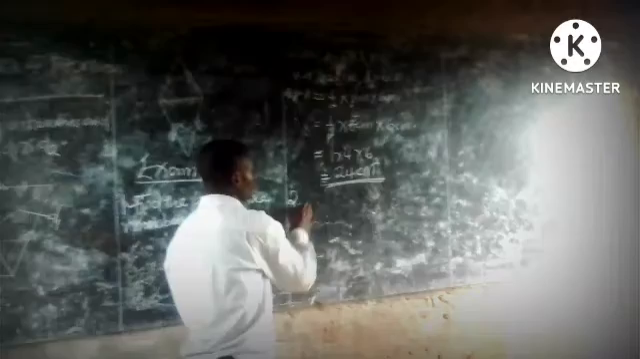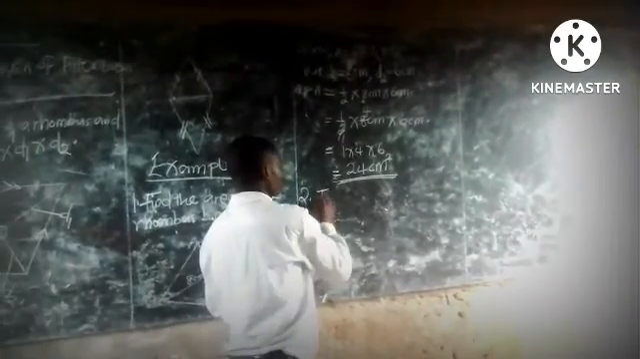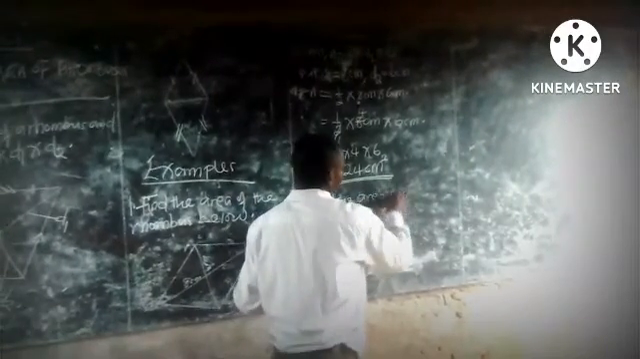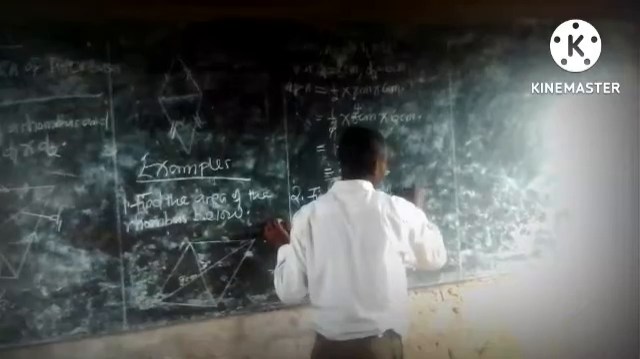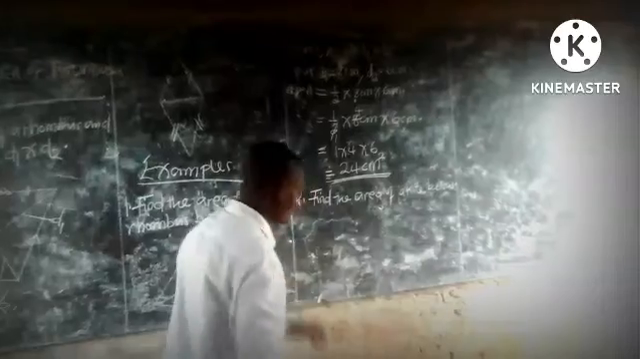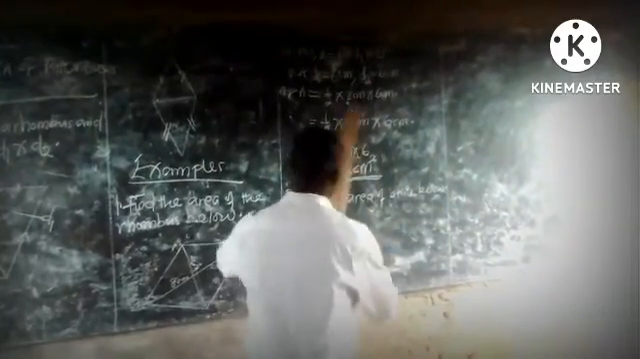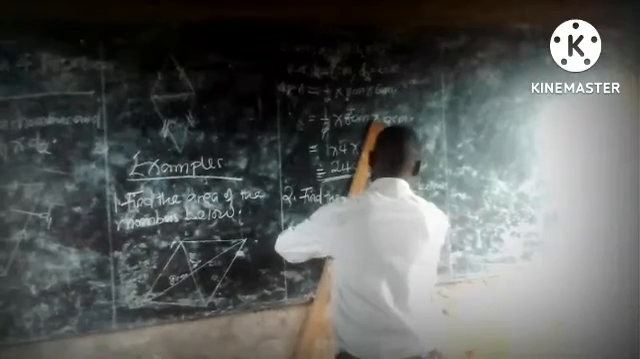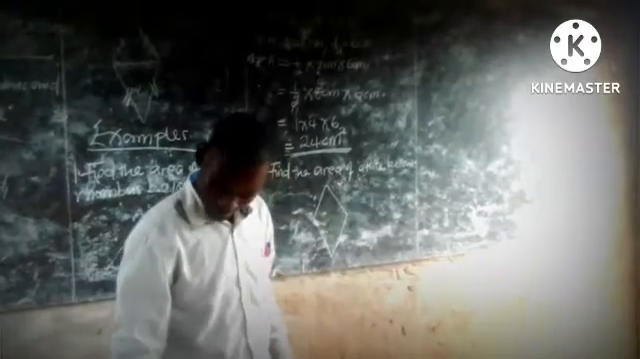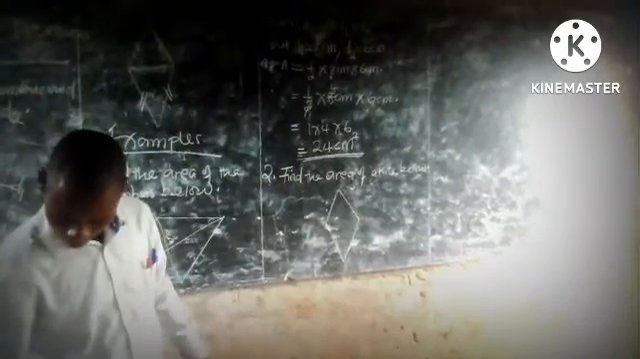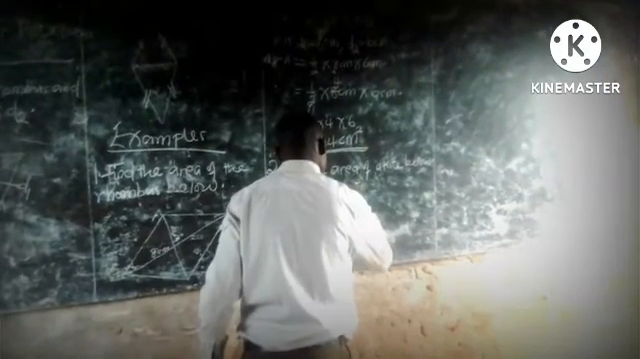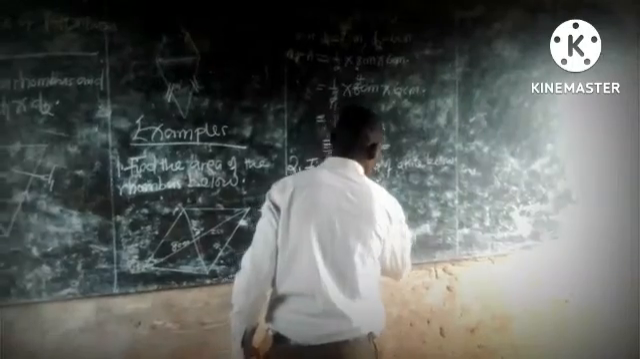So under our example 2, we shall now say we find the area of a kite below. Here is our kite being drawn. They have drawn for us the kite, and we have our diagonals being given. These are the diagonals.